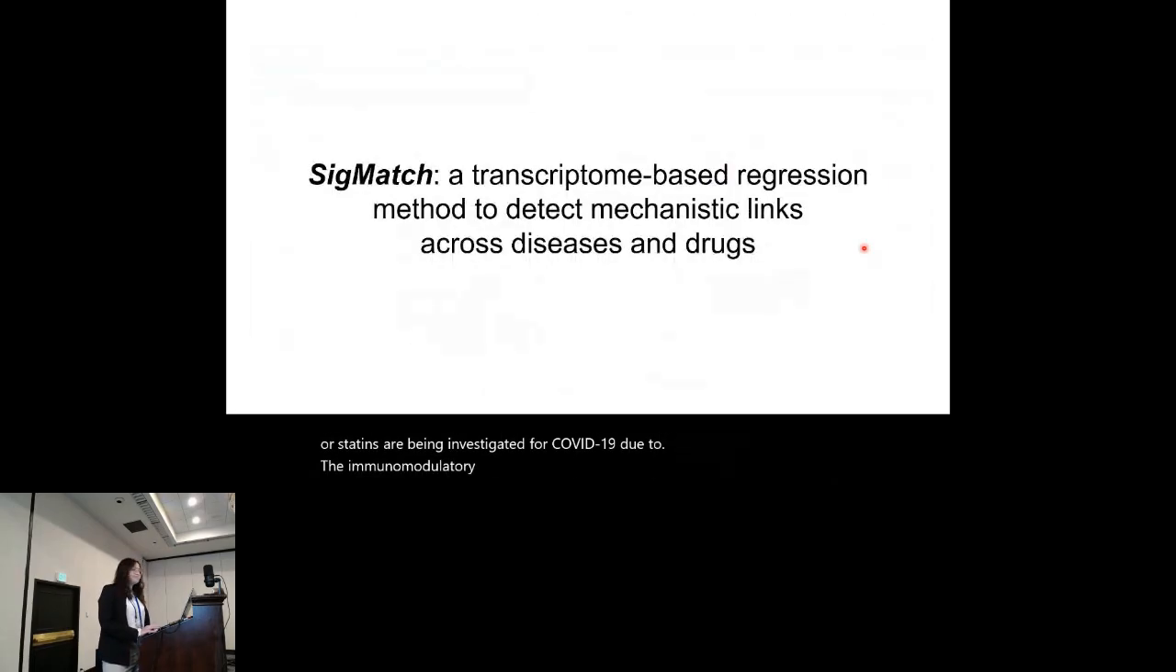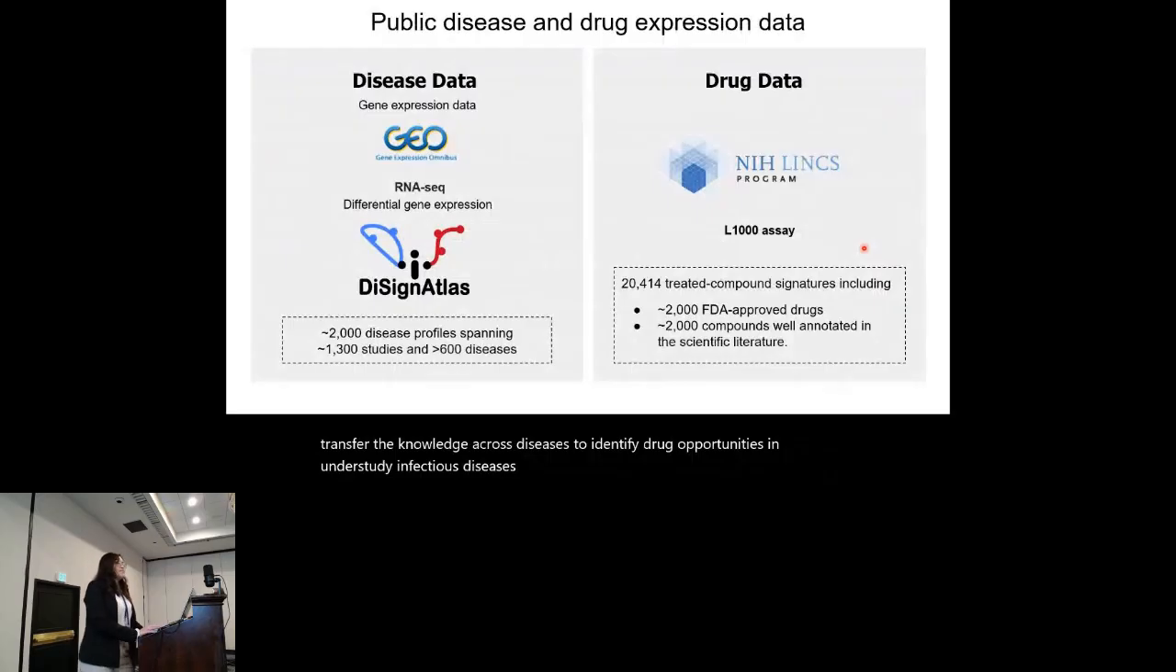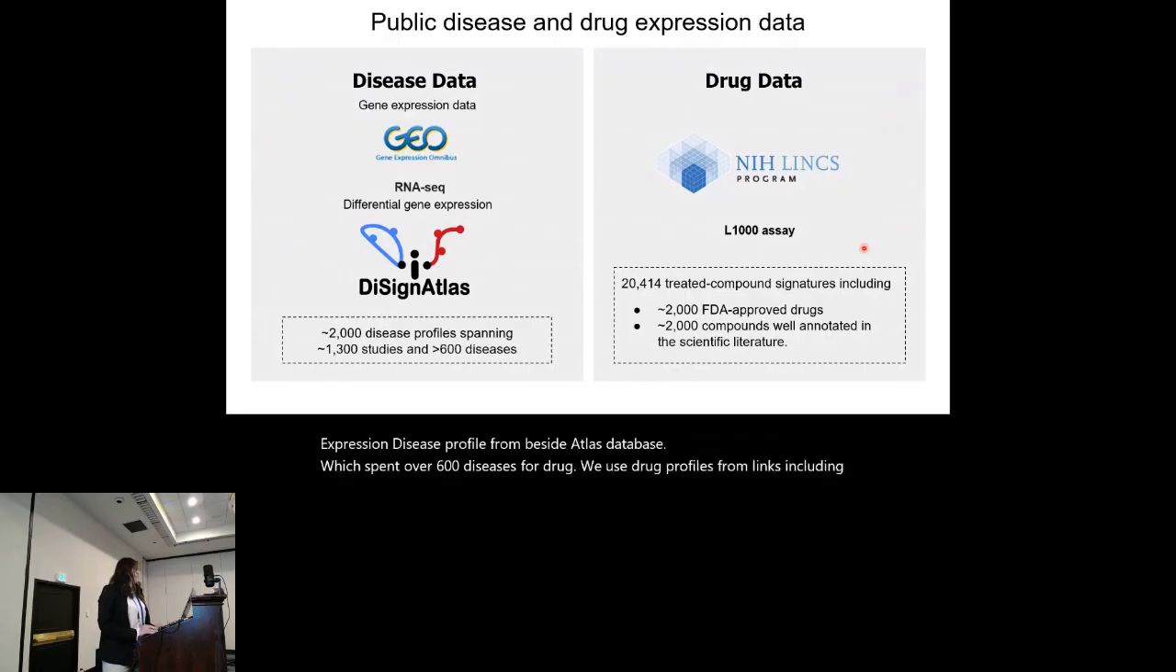immunomodulatory effects. Therefore, we built SigMatch, a framework that learns mechanisms across diseases and drugs simultaneously from their differential gene expression and transfers the knowledge across diseases to identify drug opportunities in understudied infectious diseases. And we power SigMatch by integrating large-scale public datasets. We use processed RNA-seq differential expression disease profiles from the SciAtlas database, which span over 600 diseases. For drugs, we use drug profiles from LINCS, including about 2,000 FDA-approved drug profiles.